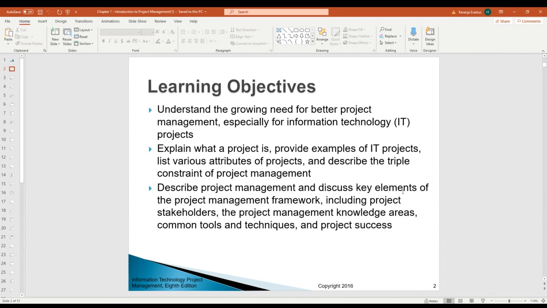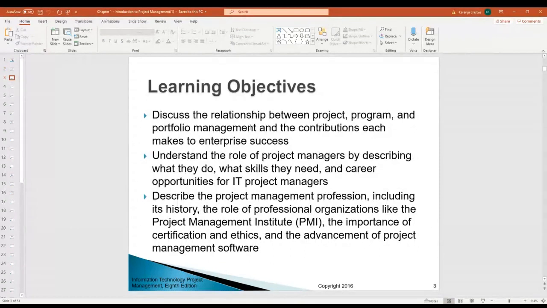We'll discuss some of the key elements of the project management framework, including what you call the stakeholders, the knowledge areas, and tools and techniques, and how we can ensure that the project is successful. Another learning objective is to look at the relation between a project, a program, and a portfolio. These are concepts that you'll need to know for the CAPM exam and for the PMP exam.